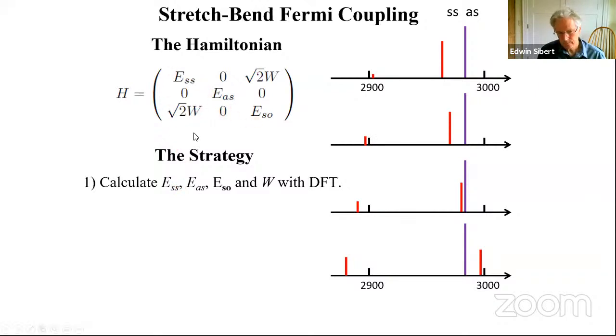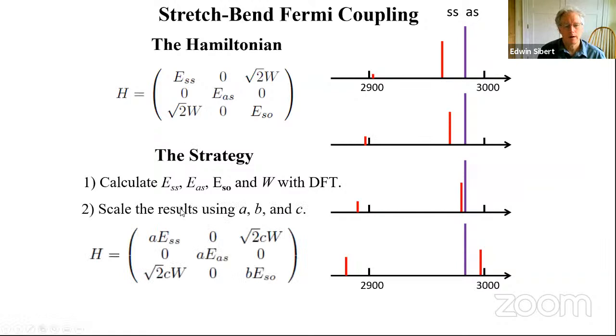And then the idea is that you scale them. And here are some scaling factors. So I'm going to scale my stretches. Here I'm going to scale my bend. And I'm going to scale my Fermi couplings. Now, whenever people do DFT, because it's not good enough to really get spectroscopic results, they always have to scale their answers. They have to multiply it by some multiplicative factor.